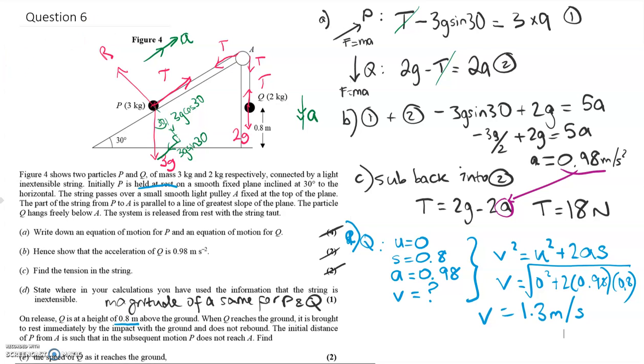Don't go too accurate with your answers where you've used g equals 9.8. So I would just stick to 3 significant figures or 1 decimal place.